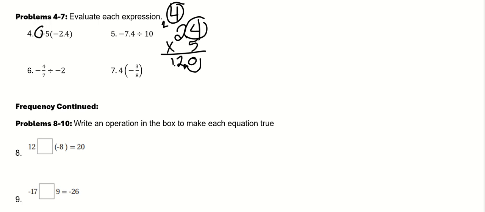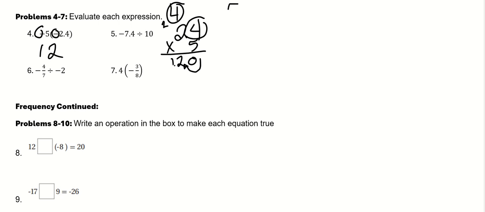Also, we have 2 negatives. So when we have a negative times a negative, it becomes a positive. This was something we learned in Module 1 last year. And so a positive 12 would be our answer.